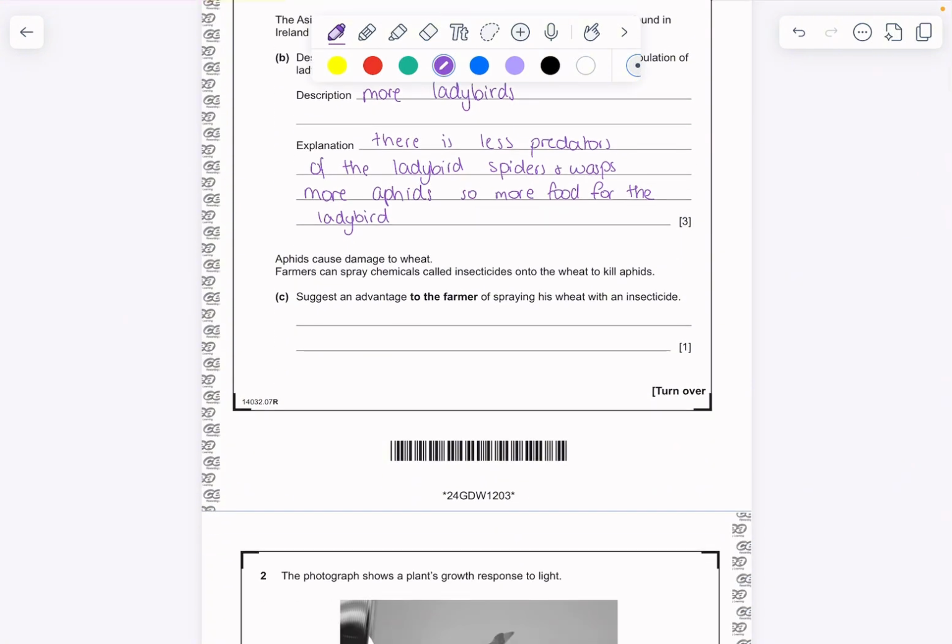Aphids can cause damage to wheat. Farmers can spray chemicals called insecticides onto the wheat to kill the aphids. Suggest an advantage to the farmer of spraying the wheat with an insecticide. You could just say there's going to be more yield, which means more crop.